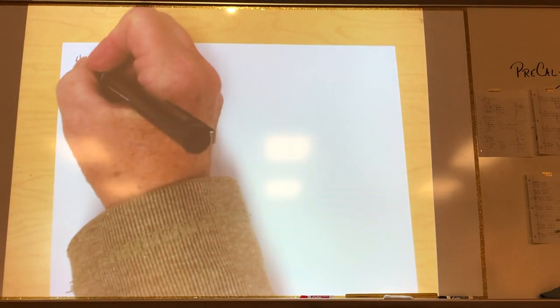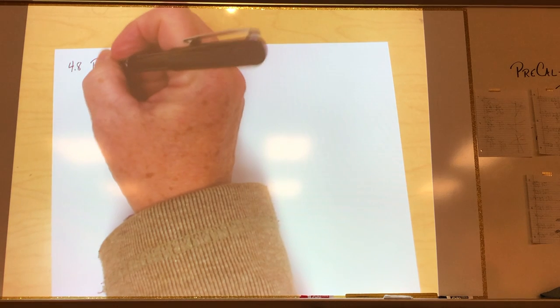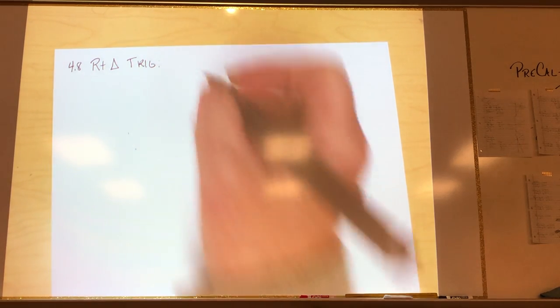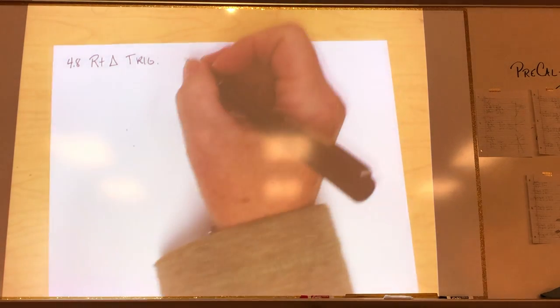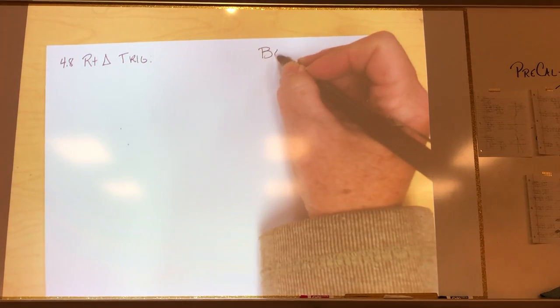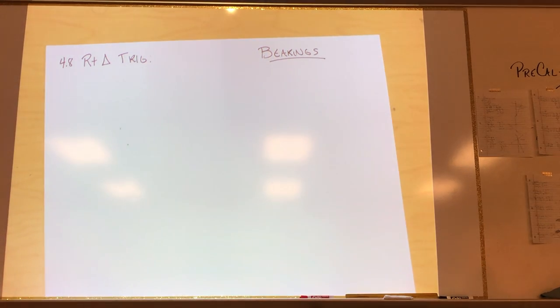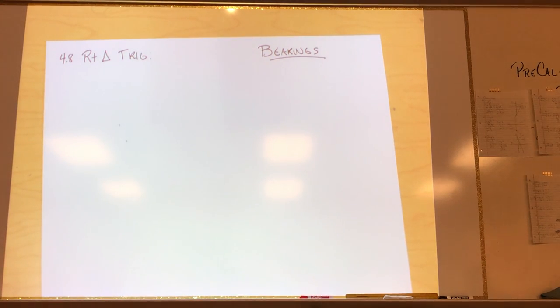Go. This is 4.8. And we're going to talk about right triangle trigonometry. And we're also going to talk about bearings towards the end of class. Okay? So kind of like two things, but they're going to merge into one. So first of all, we're going to do some right triangle trigonometry.